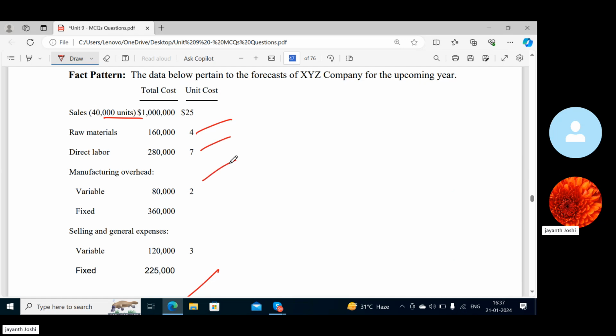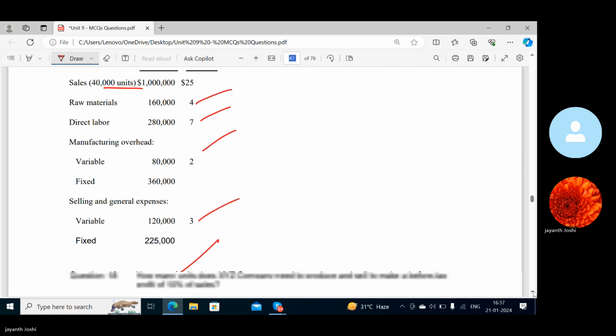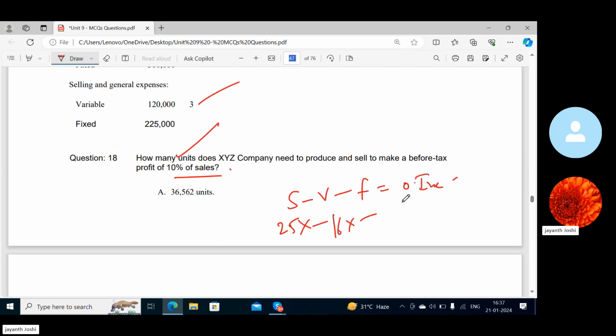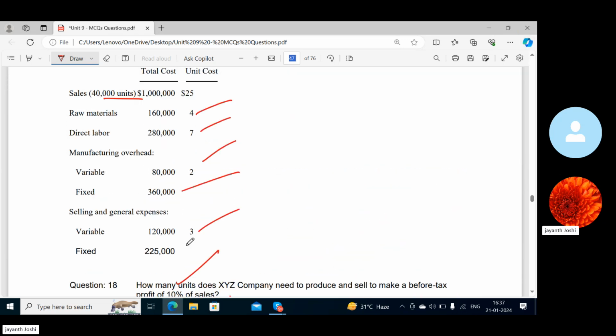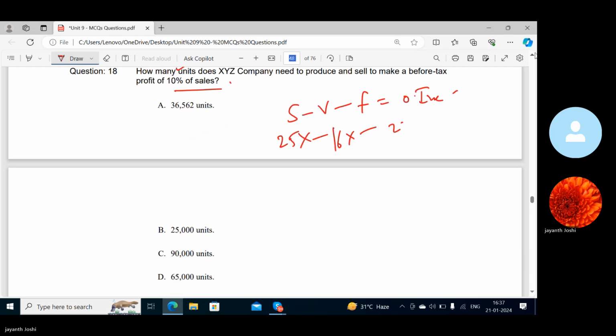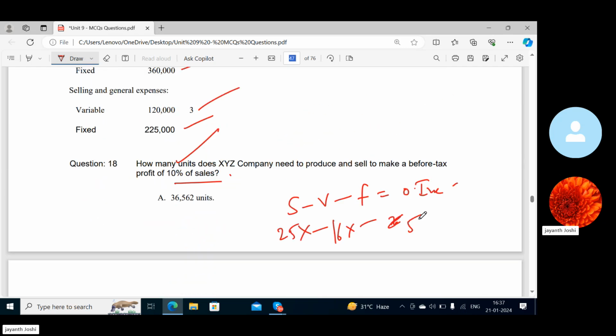2, 7 plus 4, 11, 11 plus 2, 13. 13 plus 3, 16. Fixed cost is 225 plus 360 plus 225, that is 585. 585. Yeah.